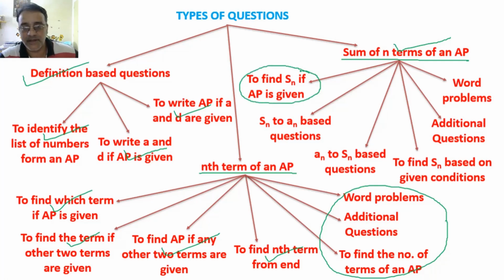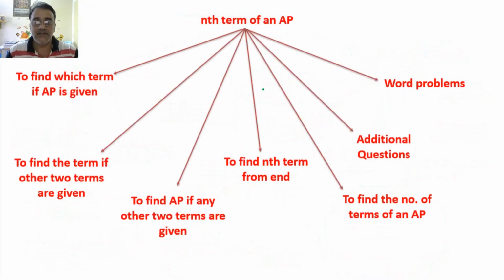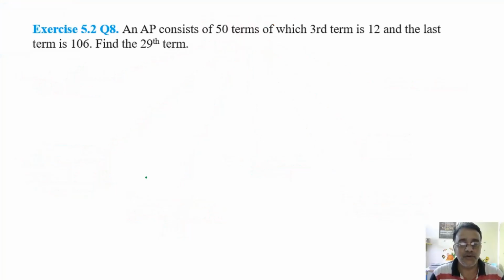We will try to complete the first question, that first type of question, that is to find Sn if AP is given. So nth term of an AP, we completed these 2 questions and this also, and one example from these 2, because these 2 are interconnected only. So I'm going to start with one very good question.